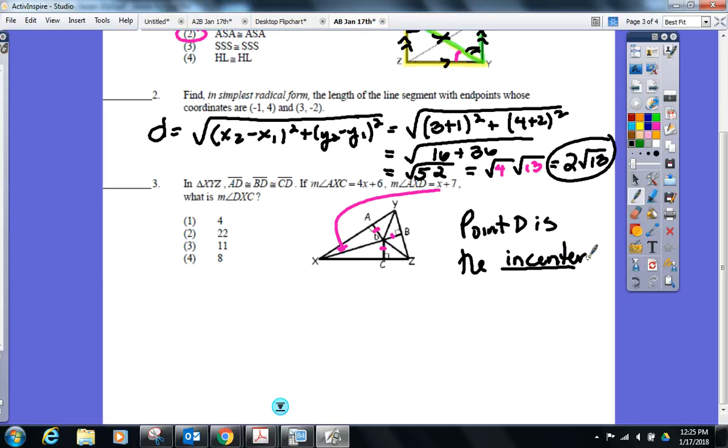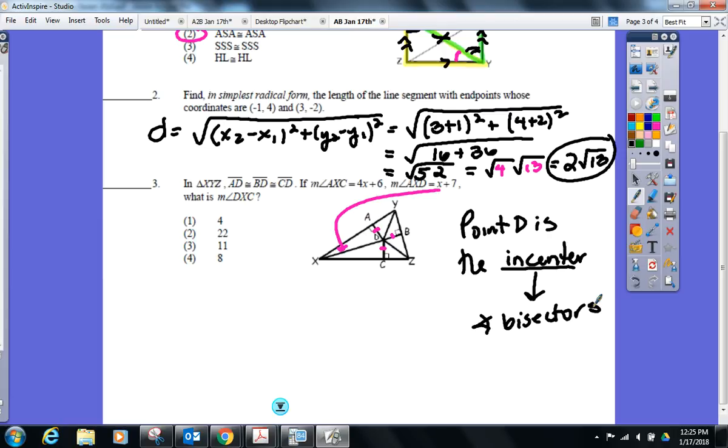All right, let's keep building. The incenter is the intersection of all three, and I guess you could probably tell from what I gave you here, all three angle bisectors. So BX, everybody, BX is an angle bisector.